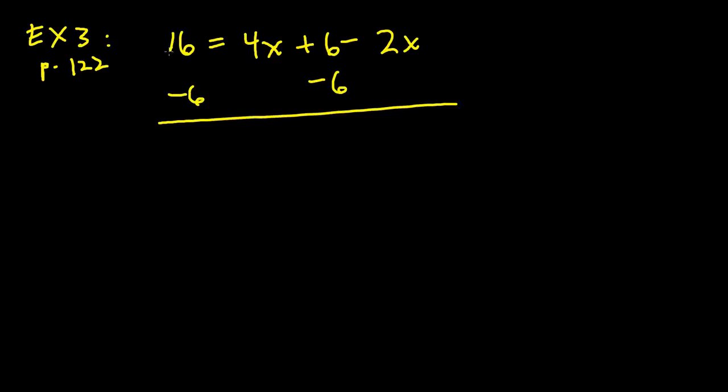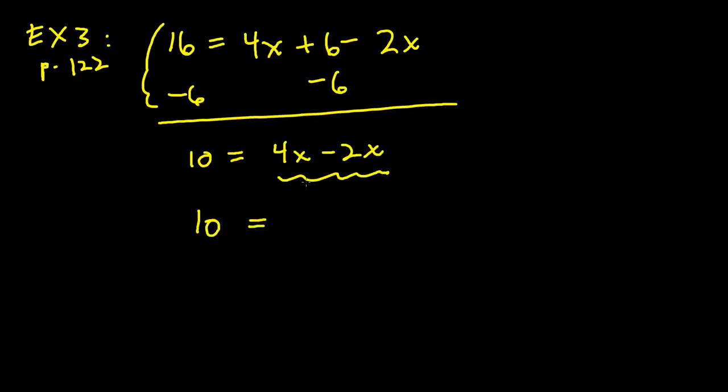On the left-hand side, 16 minus 6 turns into 10. And on the right, I'm left with 4x minus 2x. Of course, 4x and 2x are like terms, and I can subtract them by subtracting the coefficients as indicated. I'll get 10 equals 2x. Then divide both sides by positive 2. The 2's cancel out on the right, and 10 over 2 equals 5. So the final answer is x equals 5.